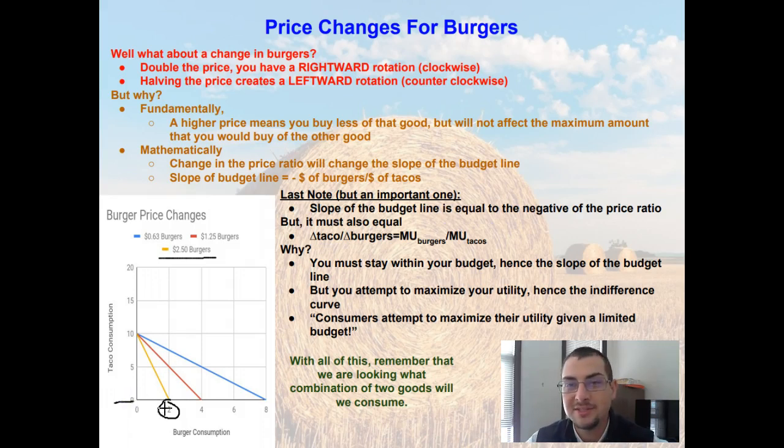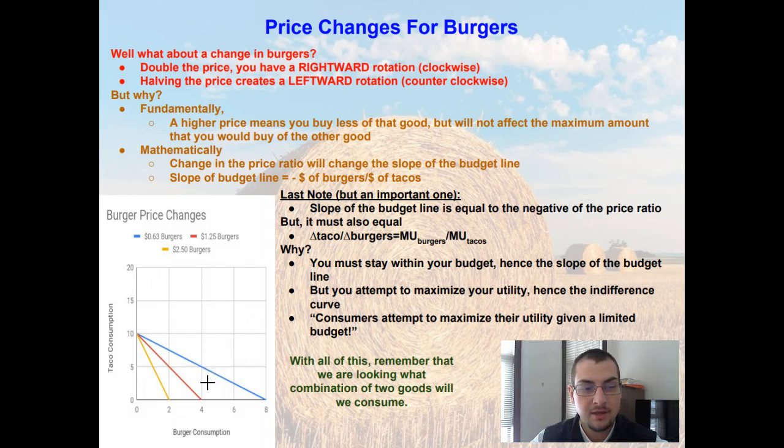What happens if the price is cut in half on hamburgers? Naturally, we can afford more. We can buy more hamburgers. So what's going to happen is it's going to create a leftward rotation, or a counterclockwise rotation, and that's actually going to rotate to the left. And it's going to go counterclockwise. And what we notice is, instead of only being able to buy 4 hamburgers on the original line, if we bought no tacos whatsoever, we can now afford 8 hamburgers total. So now we have a leftward and a rightward rotation.